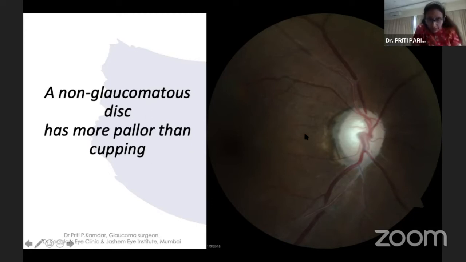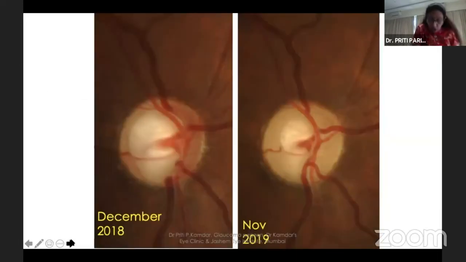So, this is one disc where the patient had a sphenoidal ridge meningioma which caused the optic atrophy, and this is a disc which typically shows pallor more than cupping. One exception to cupping being more than pallor in a glaucomatous disc is when there is reversal of cupping after reduction of intraocular pressure, especially after surgery, where the cup fills up. It is filled with glial tissue, but the pallor remains, and here in this case you will find that the pallor is more than cupping, but it is still a glaucomatous disc.